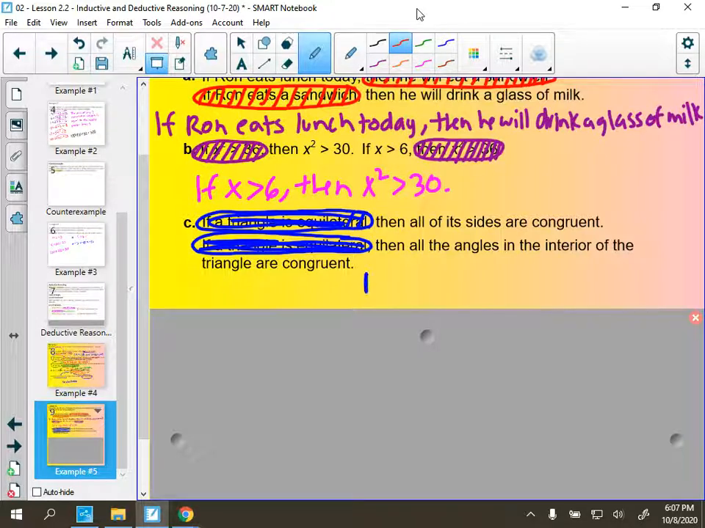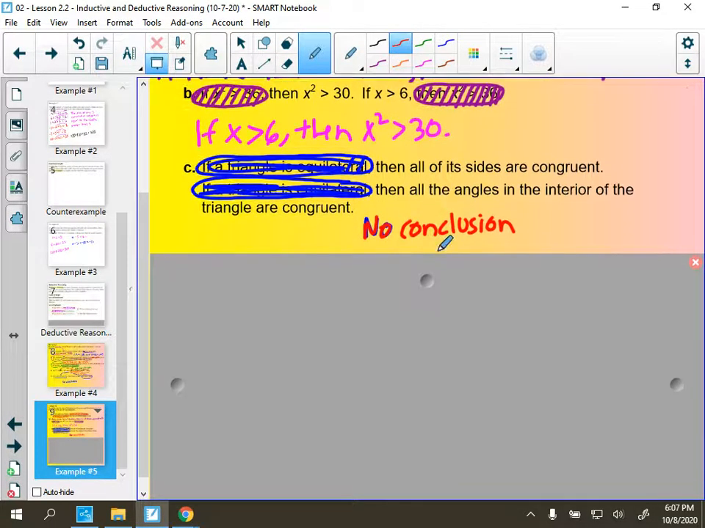So this is one that we would say no conclusion. So kind of like before, if something messes up or it doesn't match up, right? It's kind of nice and short and sweet. We can just say no conclusion.